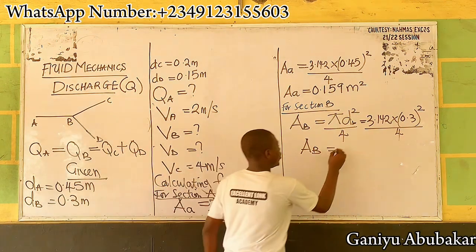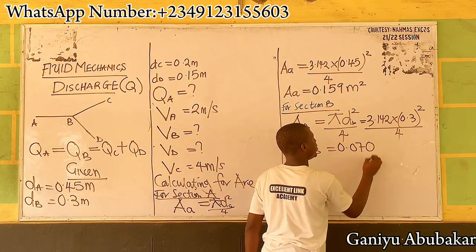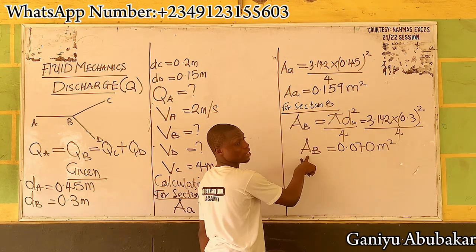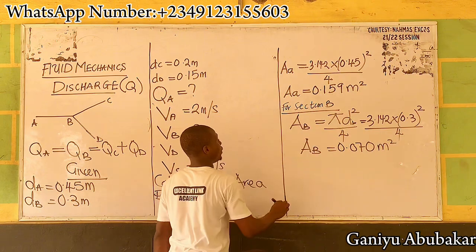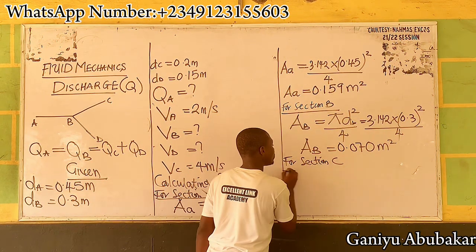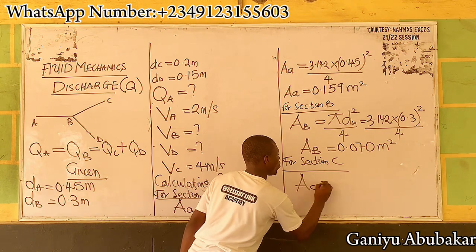0.070 meter squared. Yes, that's section B. Now section C. What's my area? Area at section C is what?